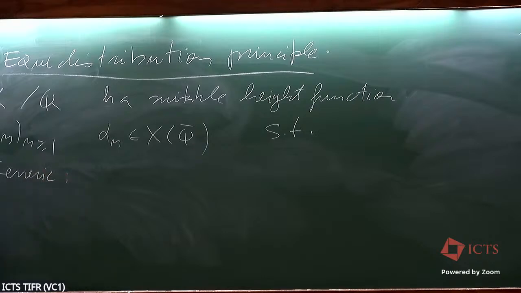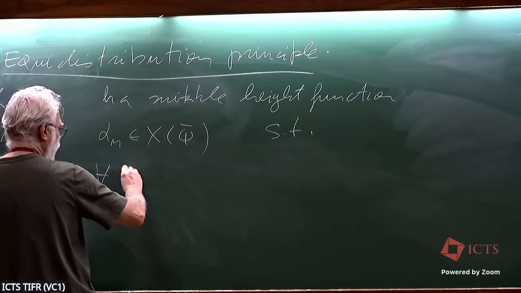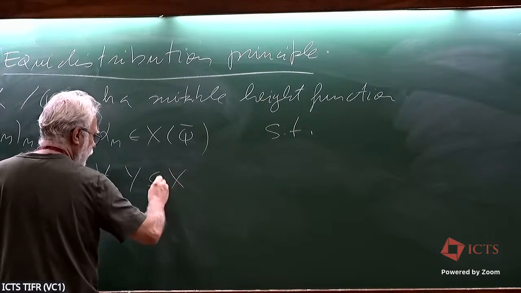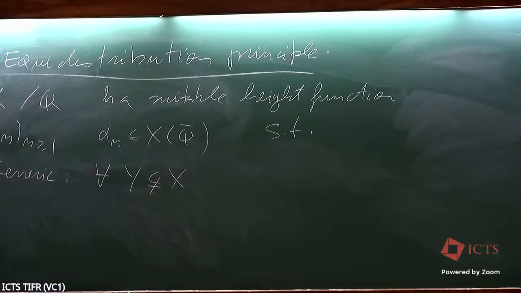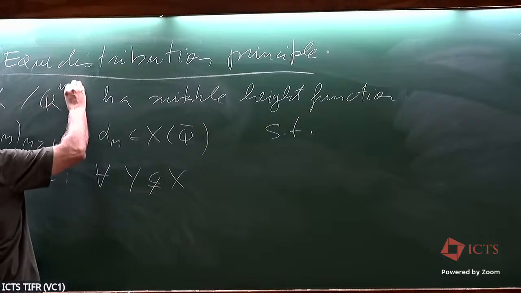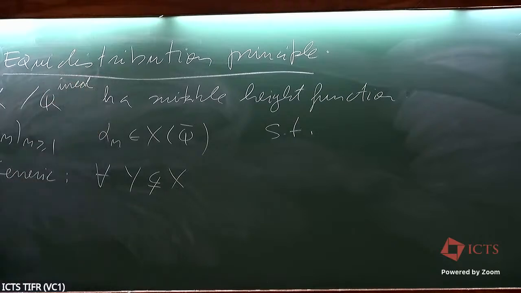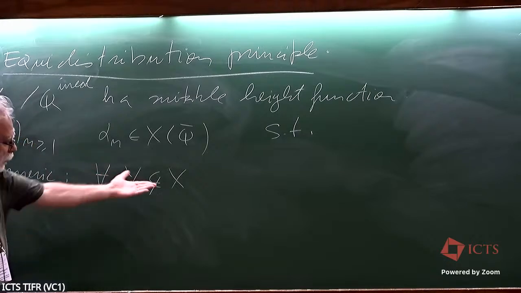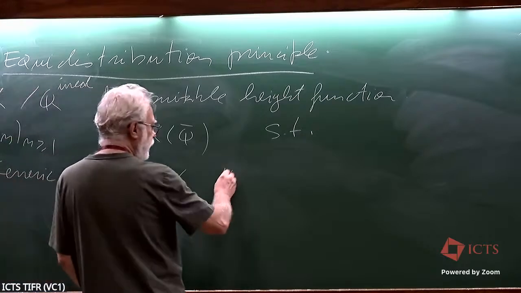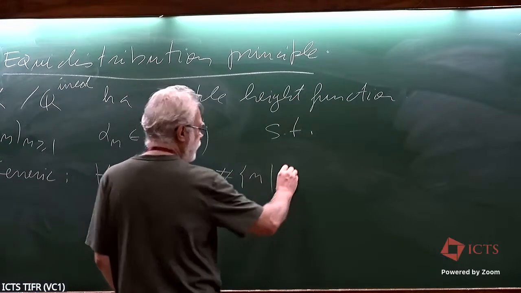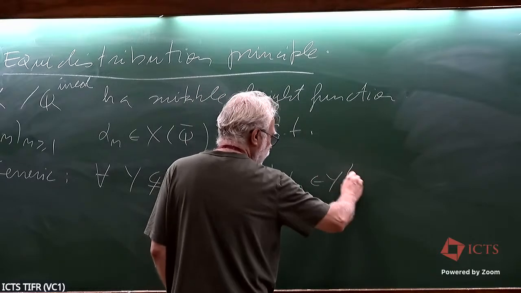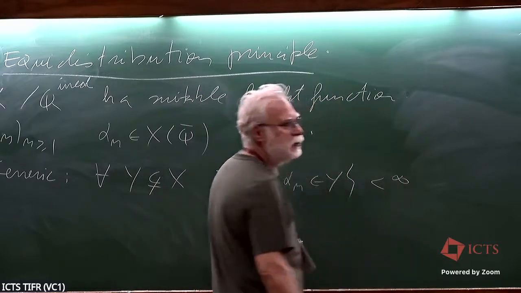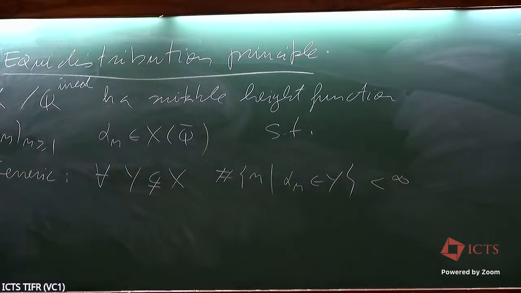Always X will be irreducible, so always my varieties, I will think of being irreducible. So generic means that for every y, a proper subvariety, which is not the whole variety, the set of n's such that alpha n belongs to y has to be finite. So I don't want my sequence to accumulate in a subvariety. I want it to move a lot. So this is called generic.